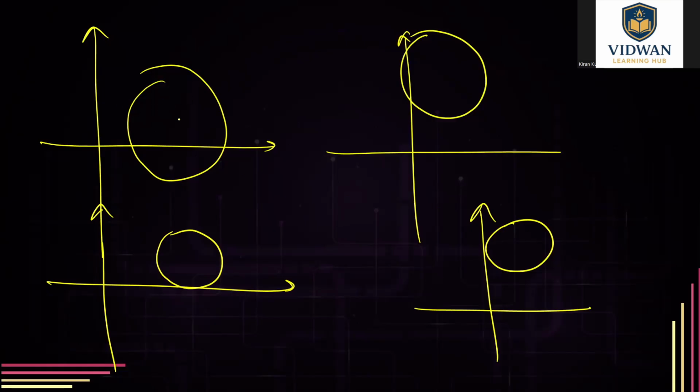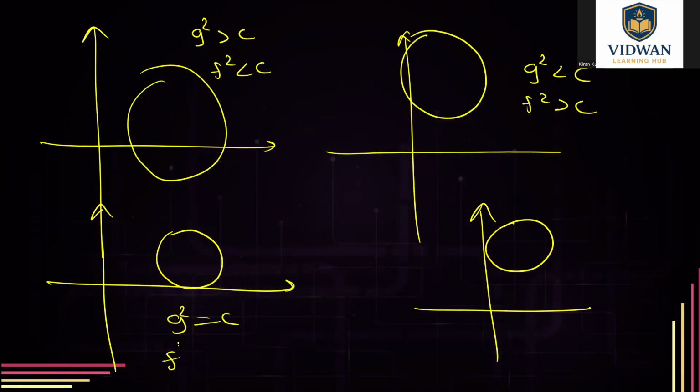What would you write for the first case? If it's cutting the x-axis, g square is greater than c. And not cutting y, f square less than c. And if it is not cutting the x-axis, g square less than c, and cutting the y-axis, f square greater than c. Both conditions you can write together. And here, touching the x-axis, so g square equals c. Not cutting y, so f square less than c. It is touching y, so f square equals c. Not cutting x, so g square less than c. Like this, you can write several cases.